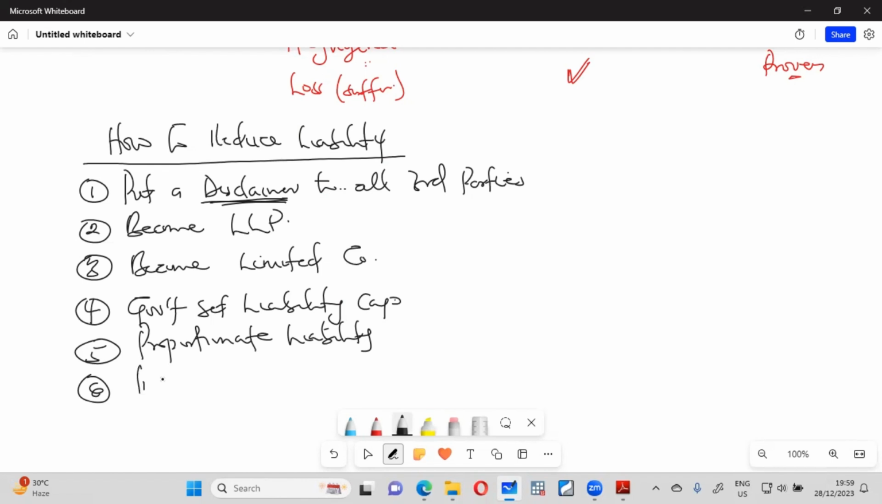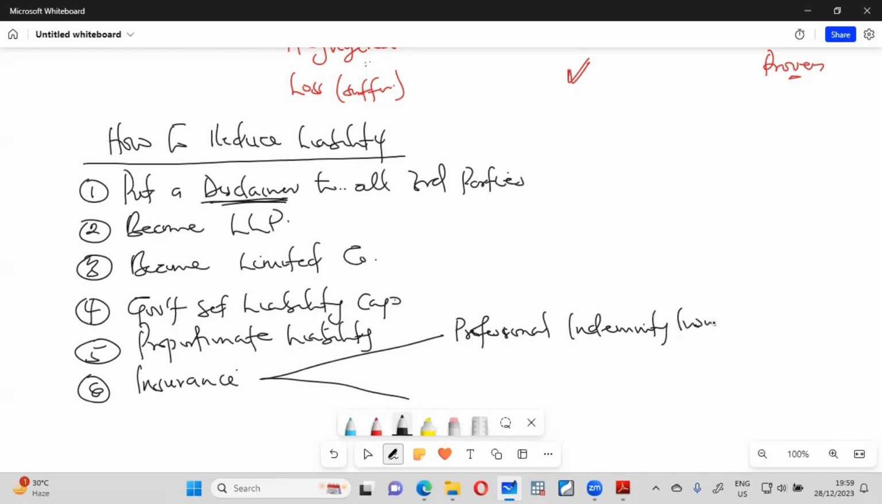The next one I want to talk about is insurance. You can insure. When you insure and you get sued, then the insurance pays. We call that one professional indemnity insurance, PII. Please, all these things are in the manual, the ICAG manual. They are all there. And those who also bought the book too, they are all there. It's not like it's not in your notes.